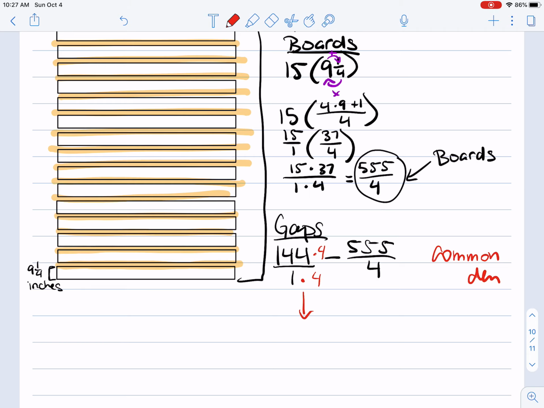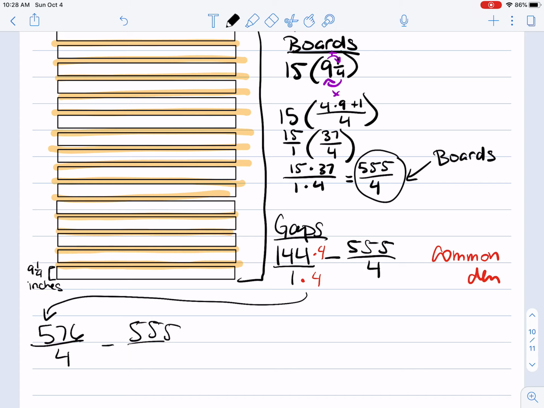So I'm going to get a new problem that looks like this. I think I'm going to move all of this over here. So I get 576 over 4 minus 555 over 4. My denominators stay the same all the way across. So this is 4. And I get 21/4. And this is my gap. All of my gaps put together. Let's say gap total.